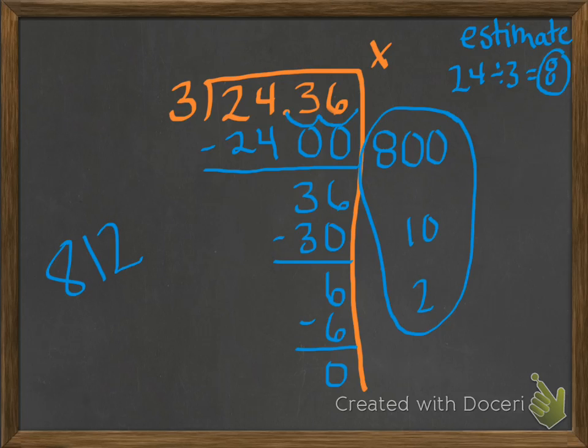812. Now, how many did I take the decimal point out? 1, 2. So I'm going to start on the end of the number and go in 1, 2, and drop my decimal point right there. I'm going to look back to my estimate of 8 and look at how close that is. 8 and 12 hundredths.